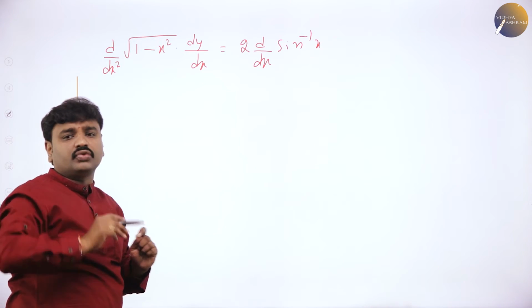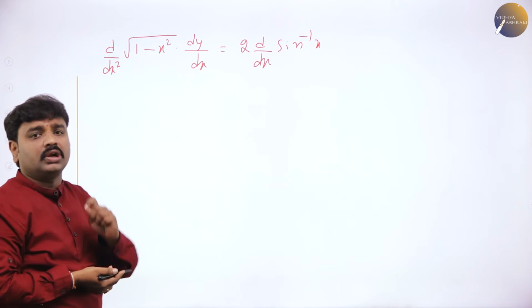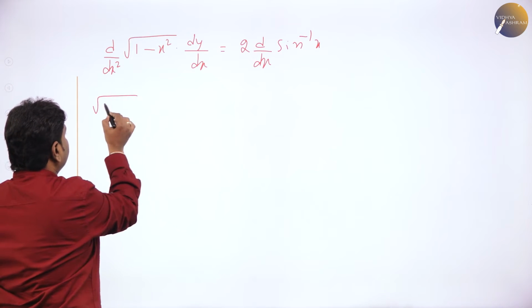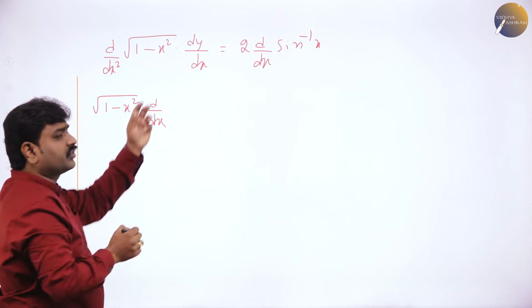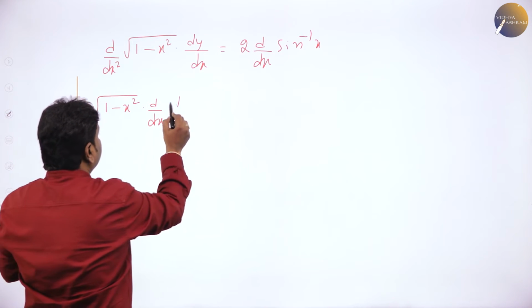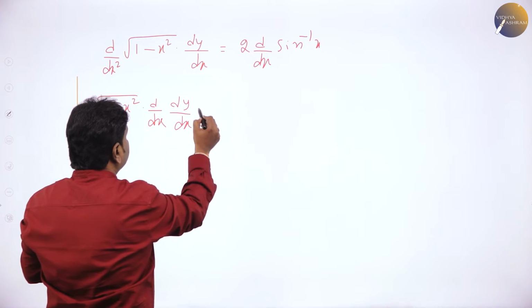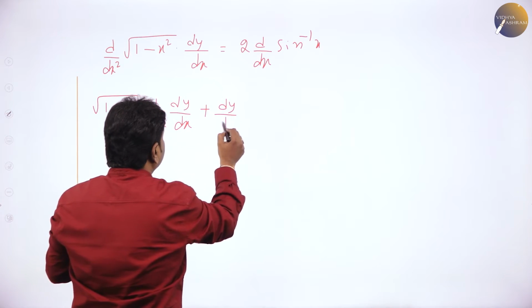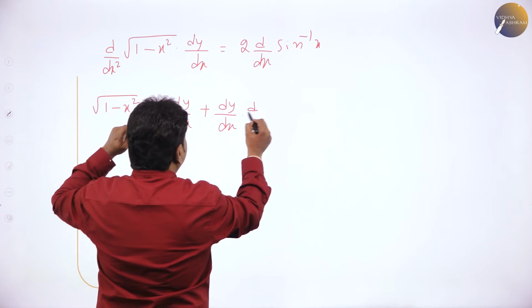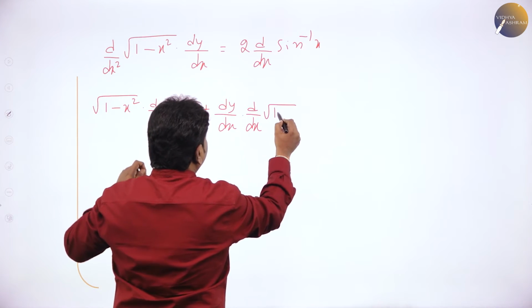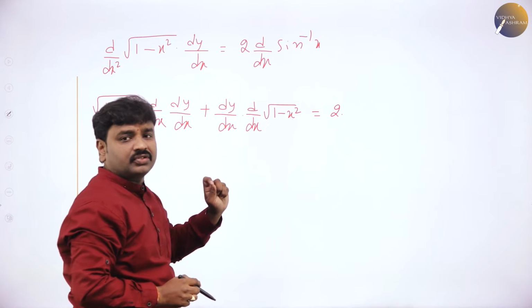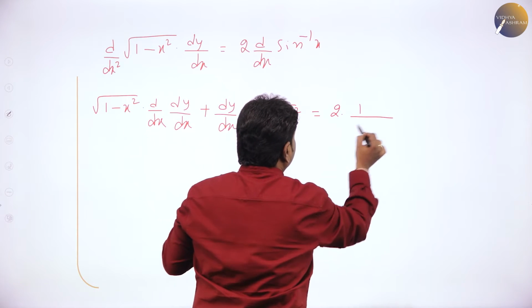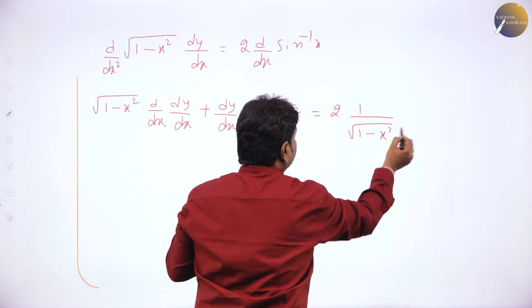Whenever you have a product of two functions, use what? Product rule. So what is the product rule? First function, that is root of 1 minus x square, into d by dx of the second function. What is the second function? dy by dx. First into derivative of second plus second into derivative of first. d by dx of root of 1 minus x square is equal to 2 times d by dx of sin inverse x. What is the derivative of sin inverse x? 1 by root of 1 minus x square.